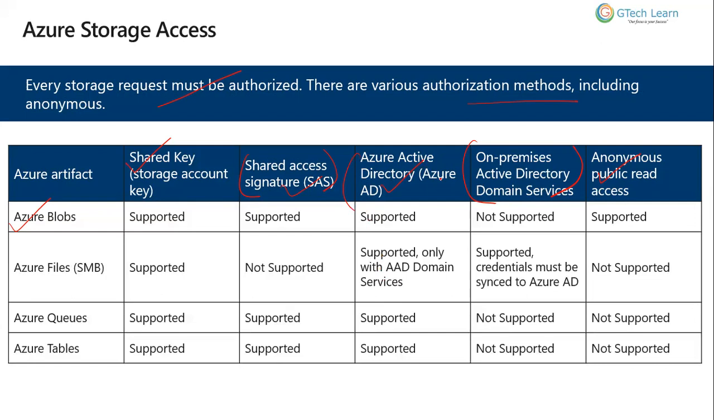Azure Active Directory authentication is supported only with Azure Active Directory Domain Services, and the credentials must be synced to Azure AD if you want to access those specific files with an on-premises synced user, and anonymous public read access is not supported. And if I'm talking about the queue and the table, then only these three options are supported. So those are the different storage access options we have available.